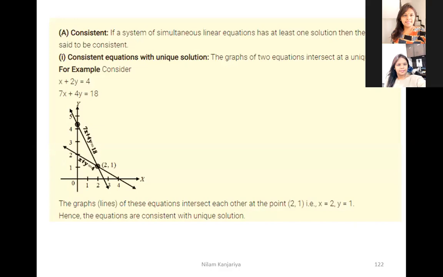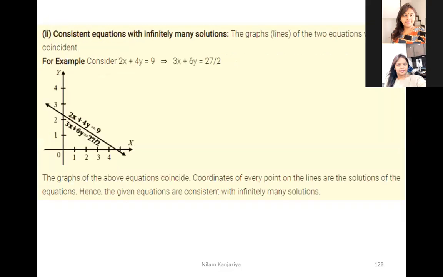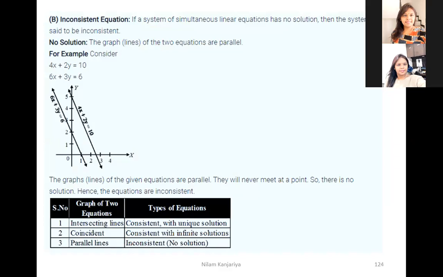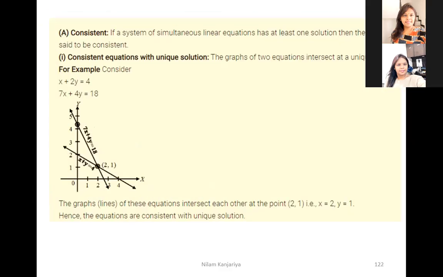So look here, there are two words, maybe new for you: consistent and inconsistent equation. So what is the meaning of consistent? Consistent means you have a solution. If you have any linear equation and you can draw the graph and the lines intersect, or overlap each other, that means you have a solution. It doesn't mean how many solutions, but you have a solution.